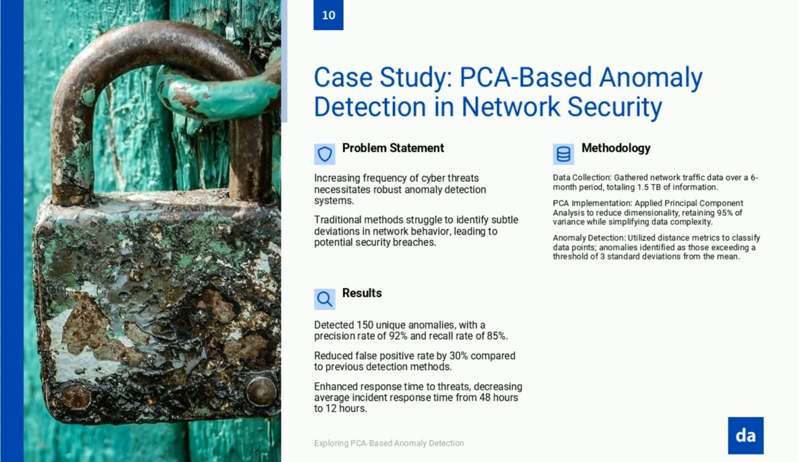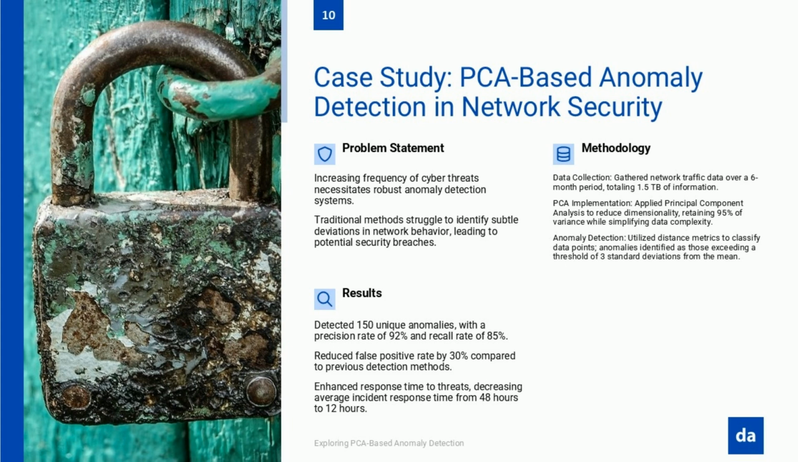In this case study, PCA was applied to analyze network traffic over a 6-month period. The dataset contained 1.5 terabytes of network activity logs, including details on data packets, connection durations, and IP behavior. Traditional methods struggled with the sheer volume and complexity of the data, making it difficult to pinpoint abnormal activity. PCA was used to reduce the dimensionality while retaining the most informative features, allowing security analysts to focus on deviations from the normal traffic pattern.